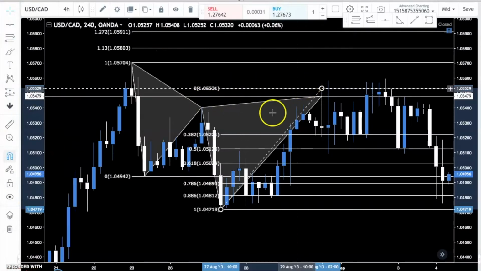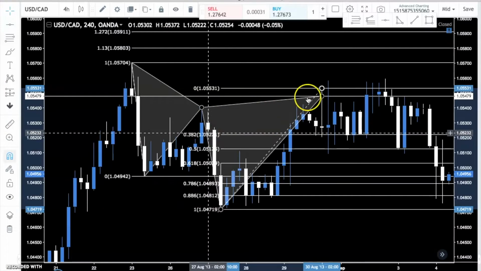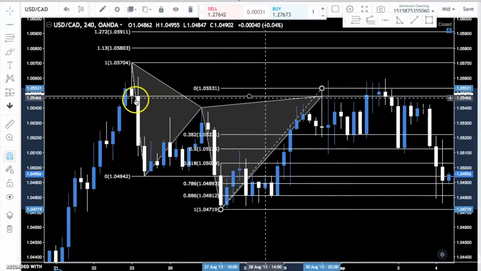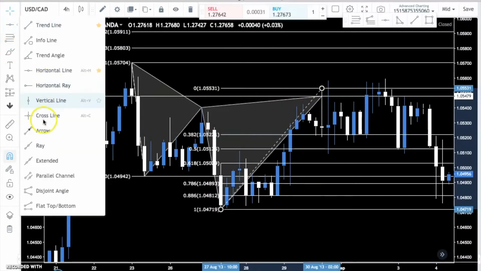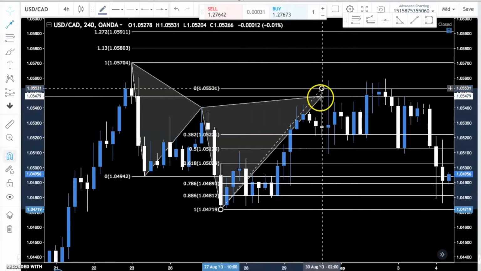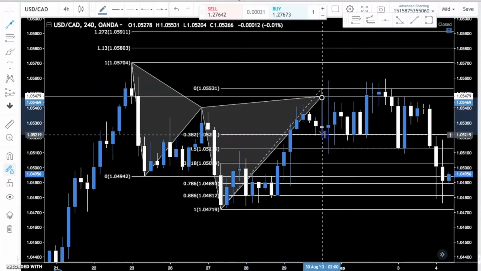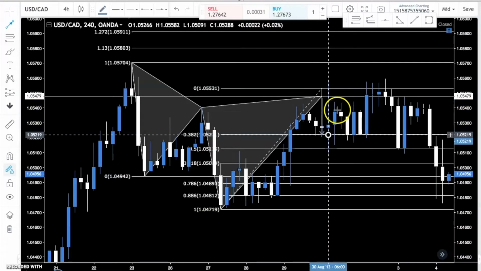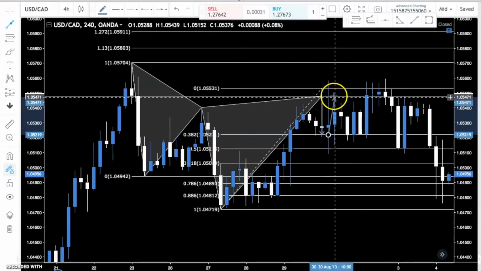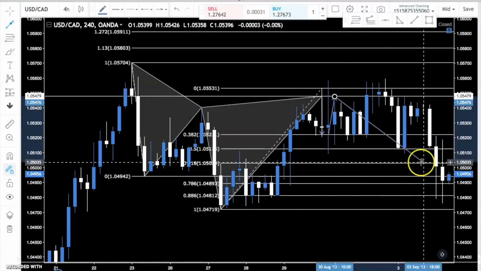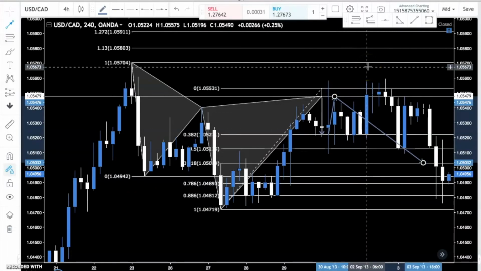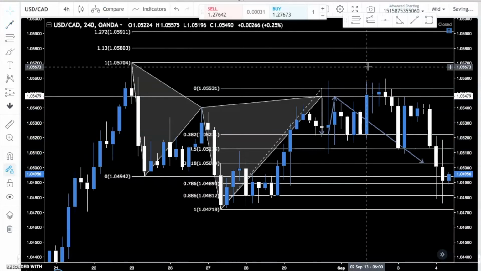So one thing I noticed was, if you hit target 1 and then roll stops to break even, so you could see the market, this was our entry, we got in, the market rolled down, hit target 1, but then rolled back up, stopped us out for break even, and then rolled over again to hit target 2. And I noticed that happened in a lot of the trades that we took. So I thought, how do we fix this?